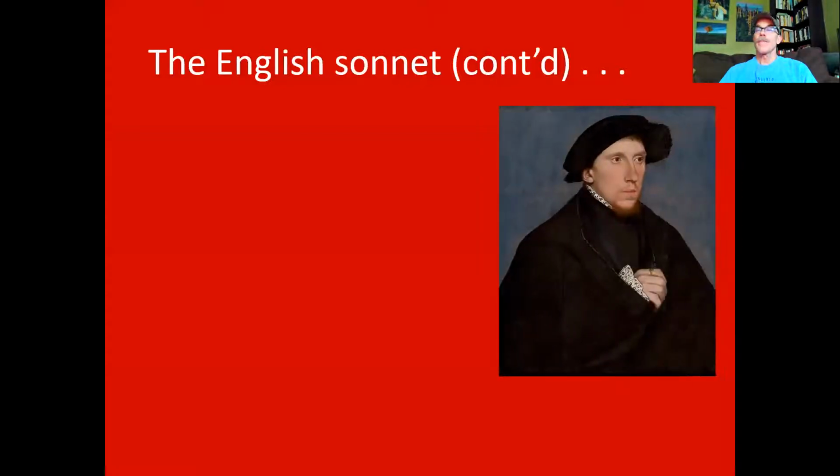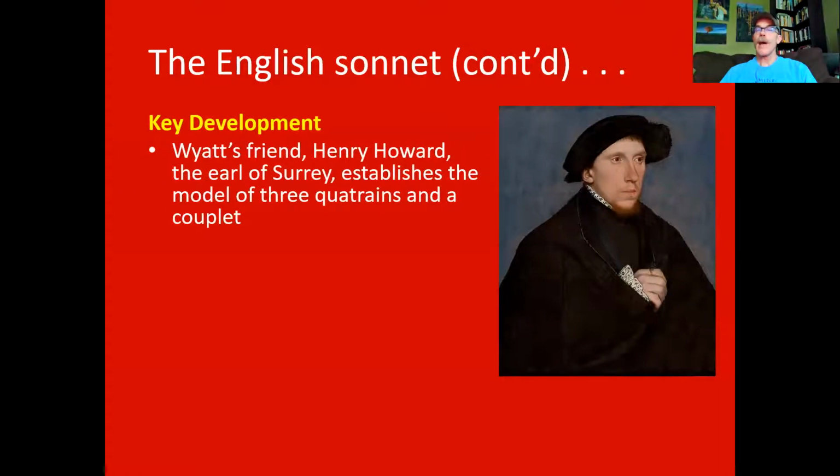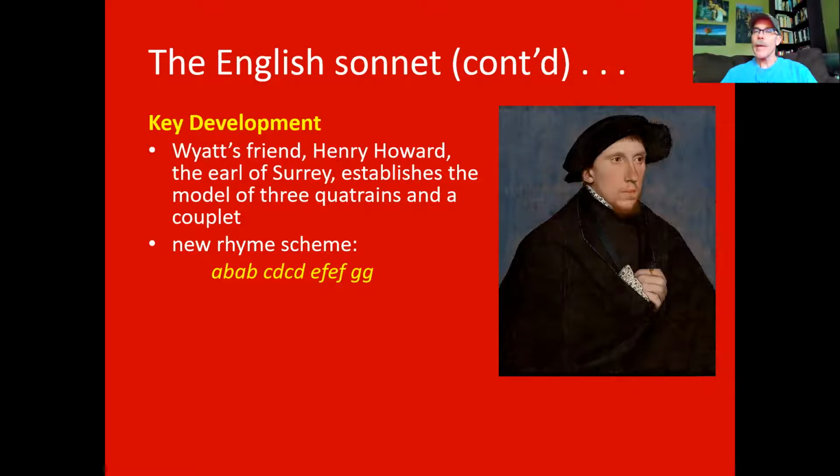Now this cat right here, Henry Howard, a friend of Wyatt, takes the model that Wyatt brings back and essentially formalizes it in a new way. It's the way that ends up being the standard for the English sonnet even until now. He establishes the model of three quatrains and a couplet with the new rhyme scheme of A, B, A, B, C, D, C, D, E, F, E, F, G, G. You should probably commit that to memory, because it almost never changes. So if somebody asks about the rhyme scheme for an English sonnet, you can bust that out.